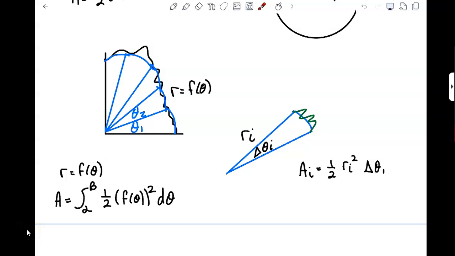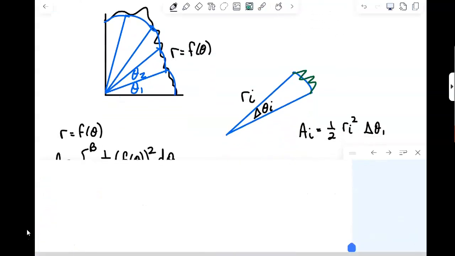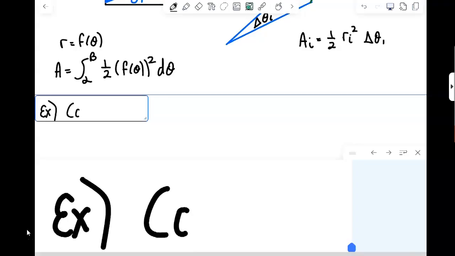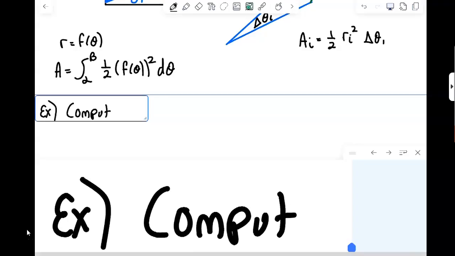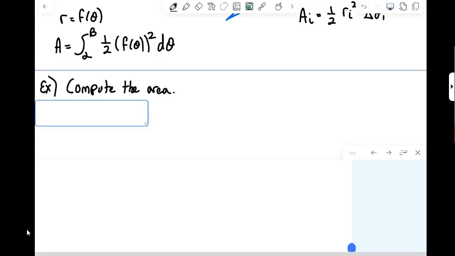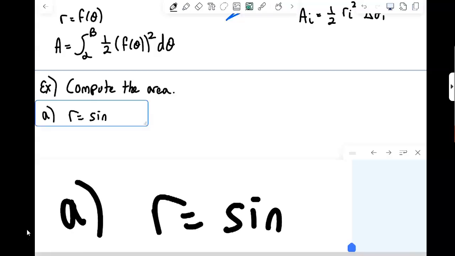All right, so now we've developed our approach for finding area in polar coordinates. Let's now take a look at some examples. We want to compute the area. So we're going to look at a simple example to start. r equals sine of theta.